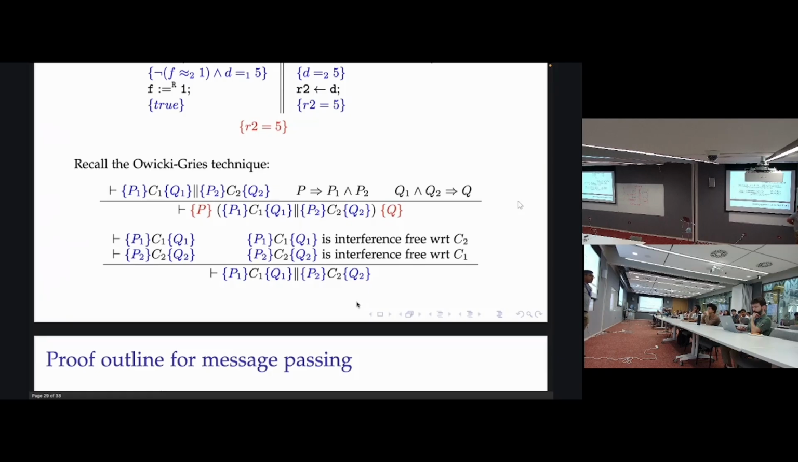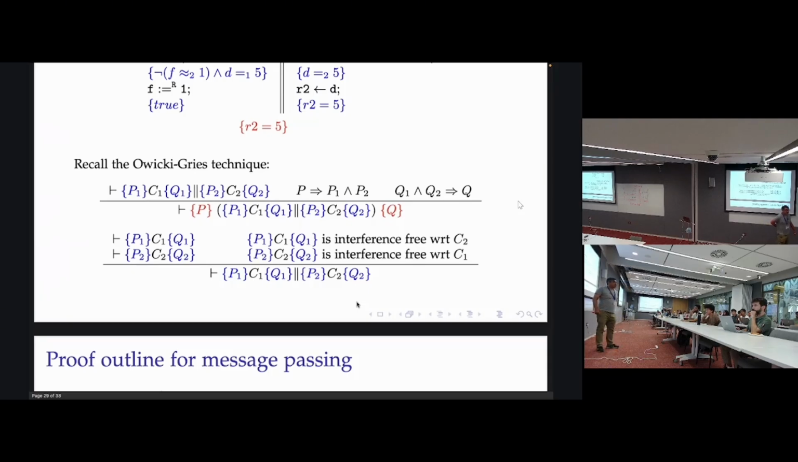Well, the only interference possible is through that assignment, okay? But what does that assignment do? It makes the consequent of the implication true. So therefore, clearly, with some logic applied, it's going to work. Okay?